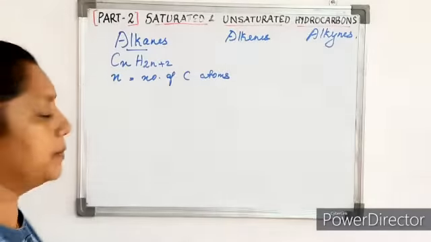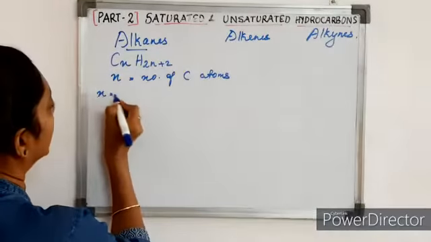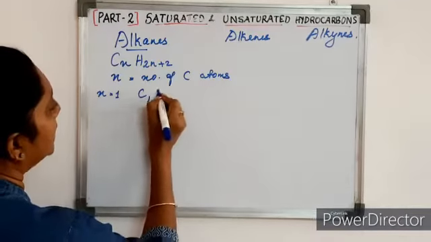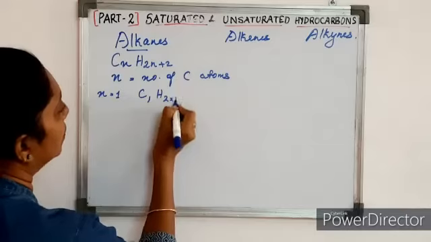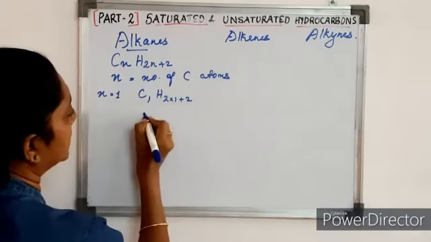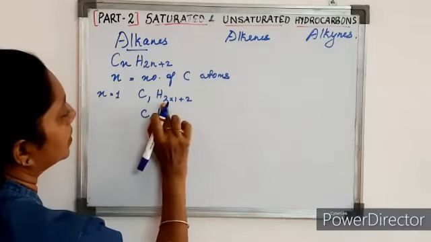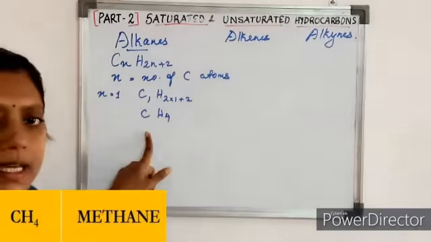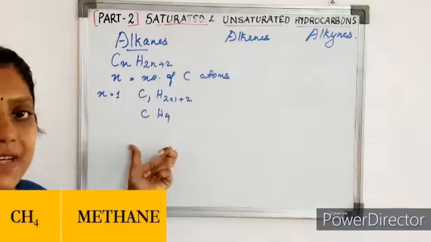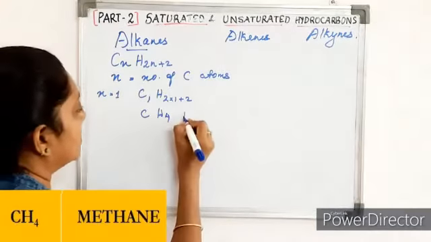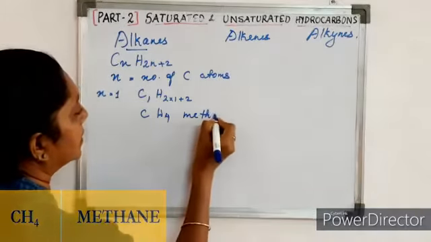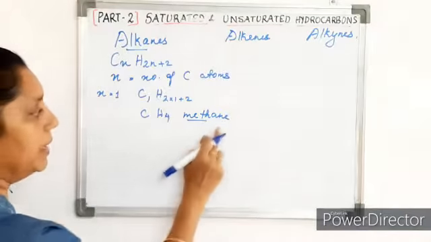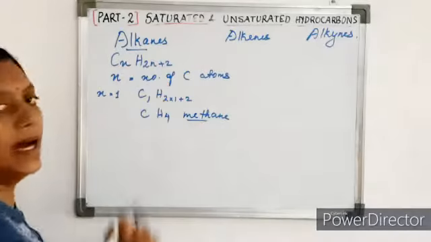That means if we put n equal to 1, then the formula becomes C1H(2 into 1 plus 2), that is CH(2 plus 2), 4, CH4. We know that this is the first member of this family, that is methane. It has only one carbon atom, and ANE because it is an alkane.